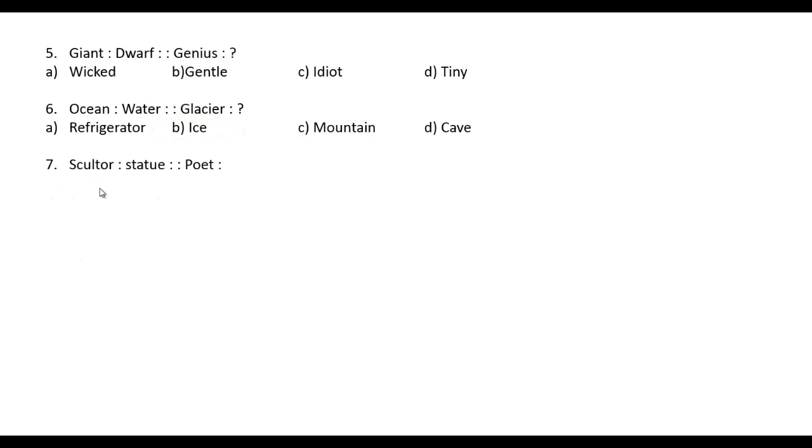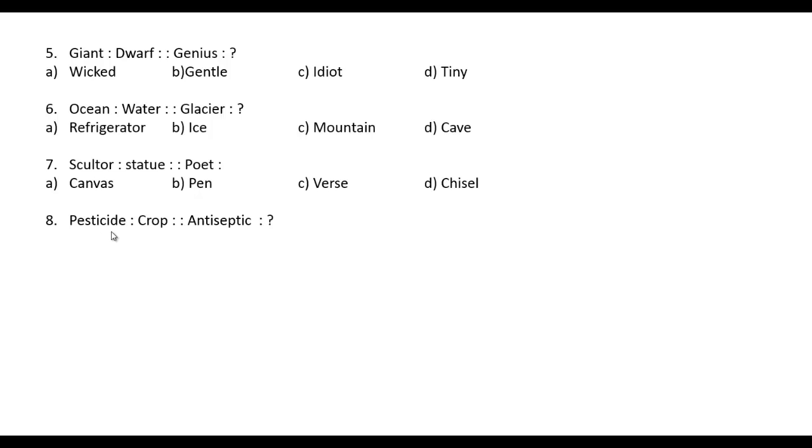The next question is, sculptor is to statue, poet is to what? Statue is the product of sculptor. Then what does a poet produce? Does he produce canvas? No. Pen? No. Verse? Yes. Poet produces the verses, and therefore C is the correct option.